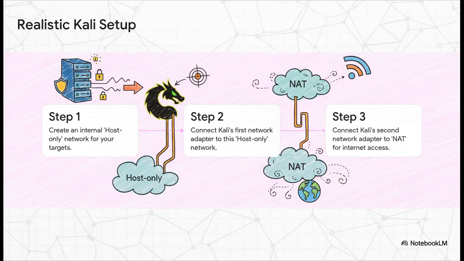And here is the pro move. This is how you get the best of both worlds, and it's brilliant. You give your Kali machine 2 network adapters. The first one connects to that private, internal, host-only network, so you can attack your targets. The other one connects to NAT, so you can still get out and download tools and updates. It mimics a real attack path and keeps your lab so much cleaner.